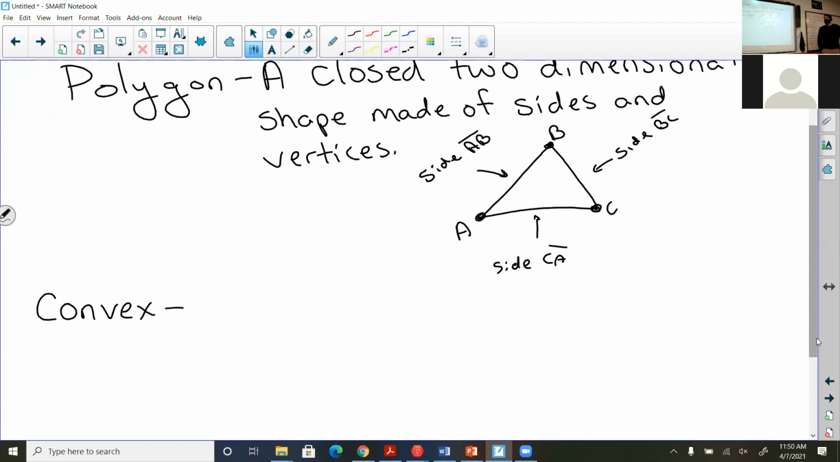Now for the first two words that may be new to you, convex and concave. When working with convex polygons, that means that all the points are going to be, as they say, outside the interior of the shape. So something like a triangle, none of the points are going into the interior of the triangle. They are staying on the outside.